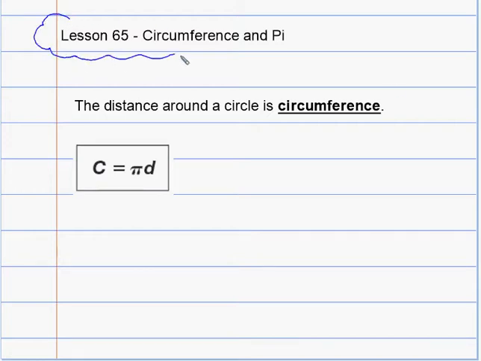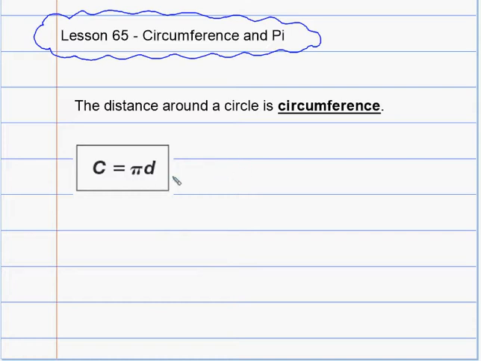Hi class, this is course 2, lesson 65, circumference and pi. So circumference, recall, is the distance around a circle. That's circumference. It's comparable to perimeter in a polygon. The formula is C, circumference, equals pi times your diameter.